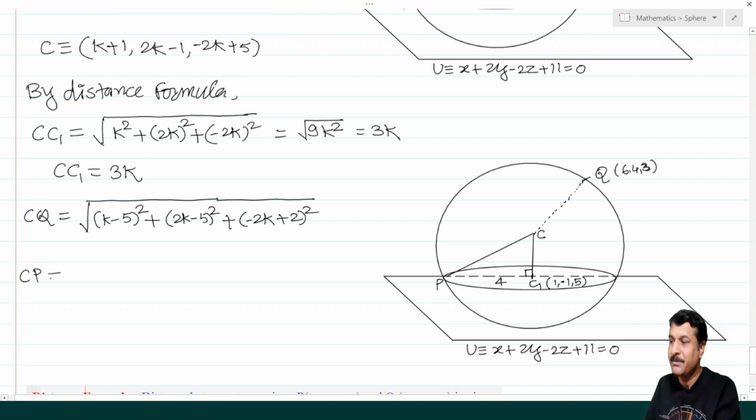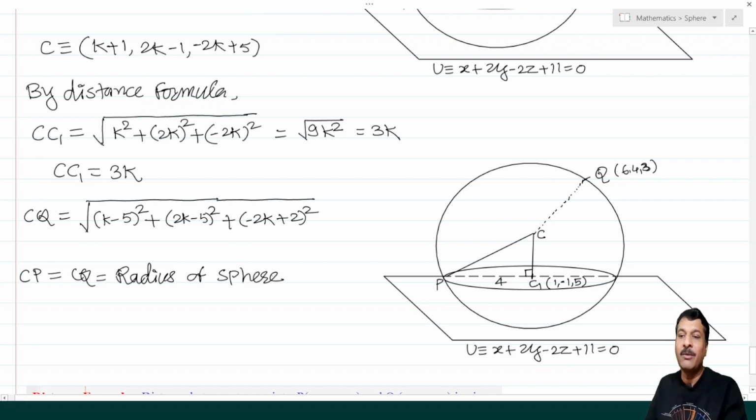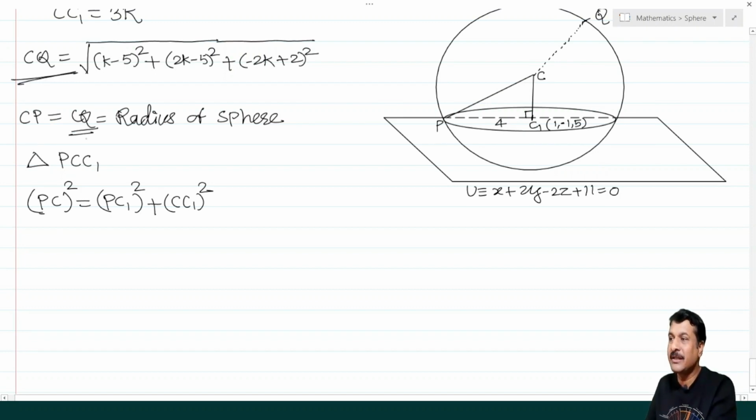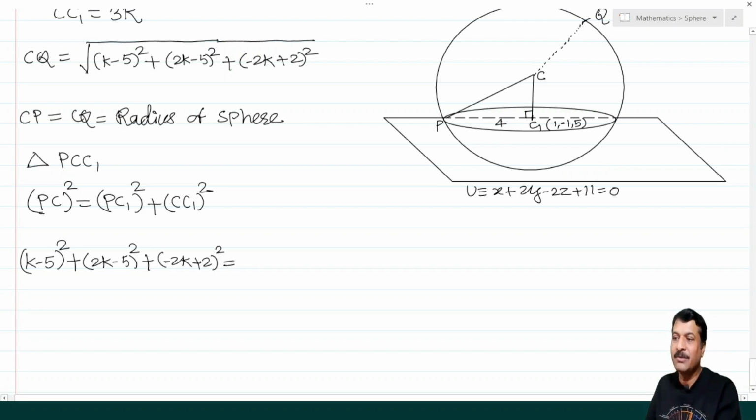Note that here CP equals CQ, and that is nothing but the radius of the sphere. Both are equal. Now in right angle triangle PCC1, PC whole square equals PC1 whole square plus CC1 whole square. PC is the radius of the sphere, that is CQ, whose square is here. So I am getting (K-5) whole square plus (2K-5) whole square plus (-2K+2) whole square, equal to PC1 whole square.